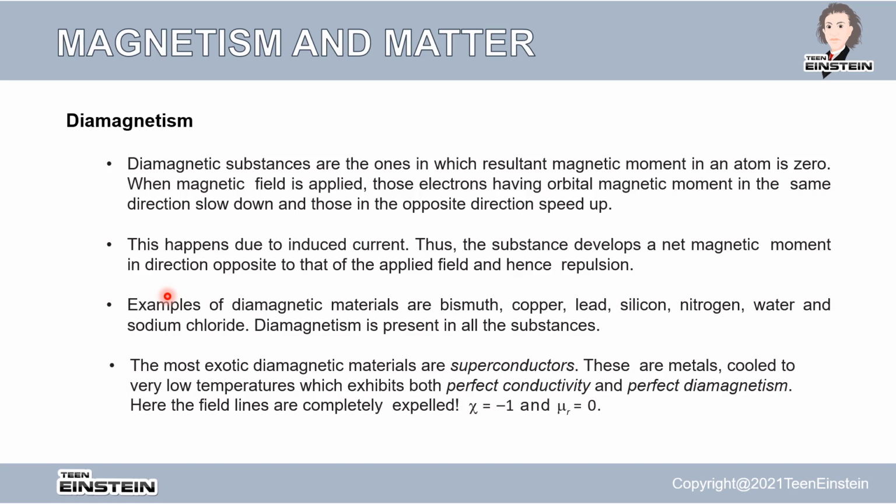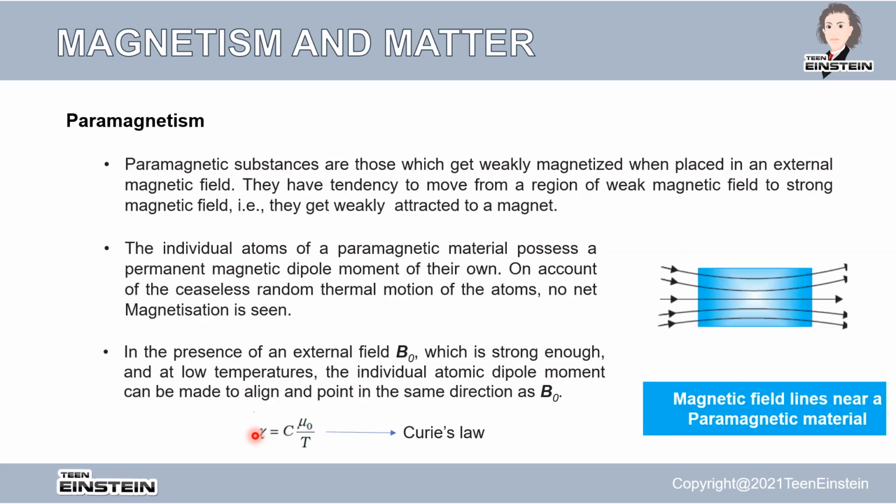The resistivity becomes almost zero. So these are metals cooled to very low temperature, which exhibit both perfect conductivity and perfect diamagnetism. So here the field lines are completely expelled. So chi equals -1 and mu_r equals 0. So these are a very good example of diamagnetic materials.